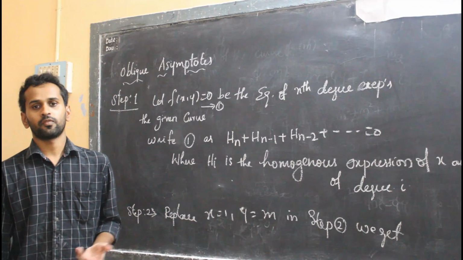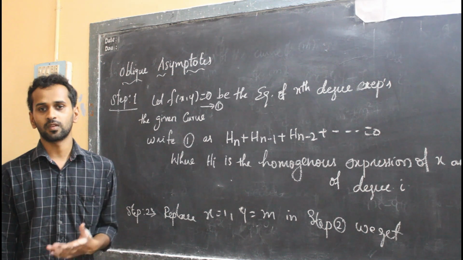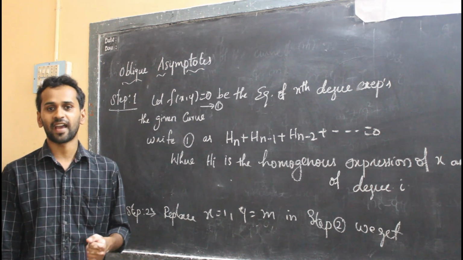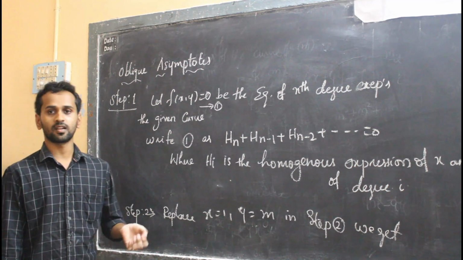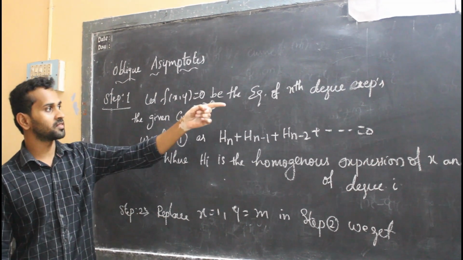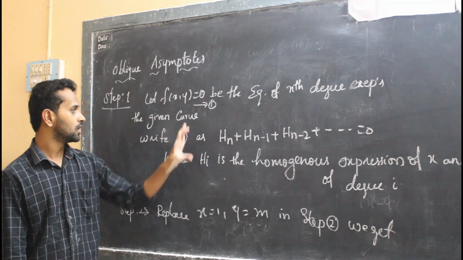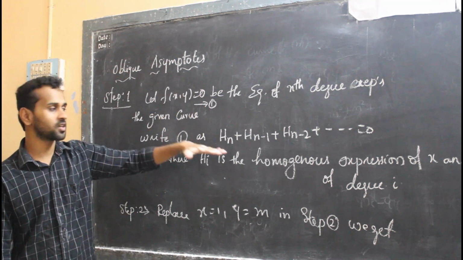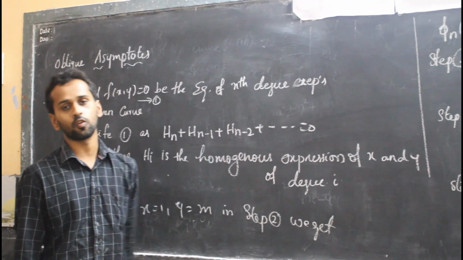See the working rule for finding oblique asymptotes here, and that is finding all the asymptotes of the given curves which are not parallel to any coordinate axes. So first step, consider the equation given there, the curve in terms of nth degree, representing the given curve f(x, y) = 0, and that equation must be converted to hn + hn-1 + hn-2 + ... = 0.